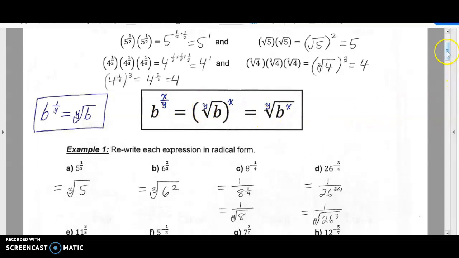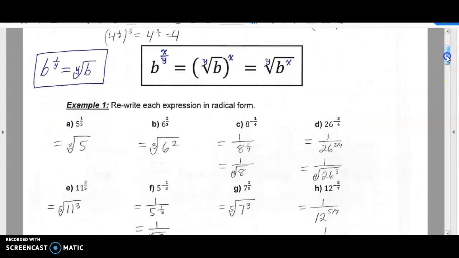To show you with actual numbers, which might make more sense, let's look at example 1a here. We have 5 to the 1/3. As I said up here, the numerator in your fractional exponent stays as the exponent. The denominator becomes your root. In this case, the numerator is 1, so the power of 1 stays, and the denominator is 3, so it becomes the third root of 5.